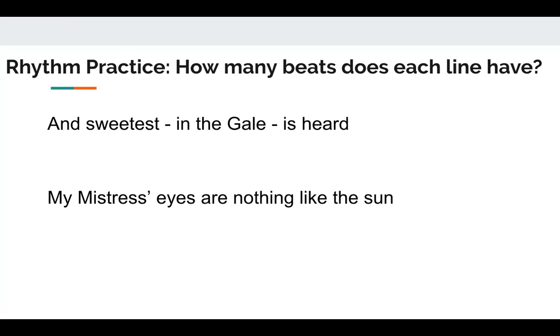Let's try this next one. My mistress' eyes are nothing like the sun. All right, let's read it one more time and get a rhythm with it. My mistress' eyes are nothing like the sun. Well, did you hear that I fell into a rhythm there? So let's try clapping along to it. My mistress' eyes are nothing like the sun. Okay, so I clapped 5 times with that one.